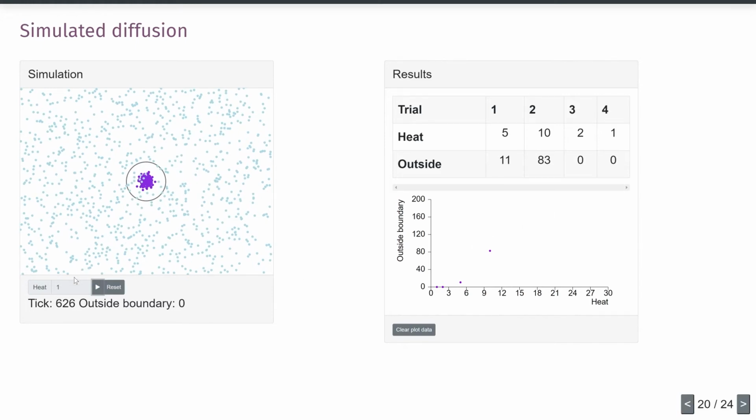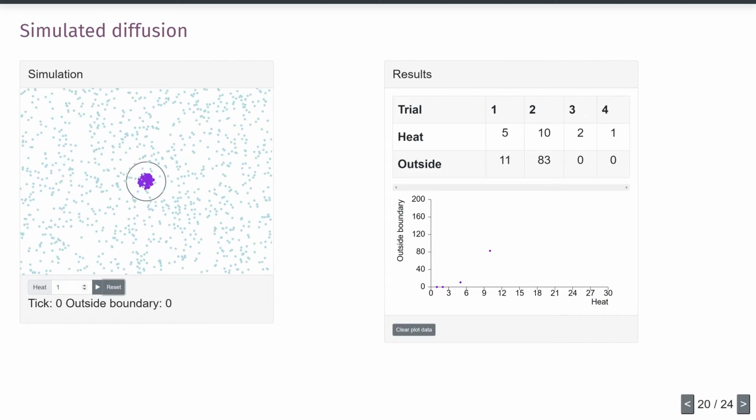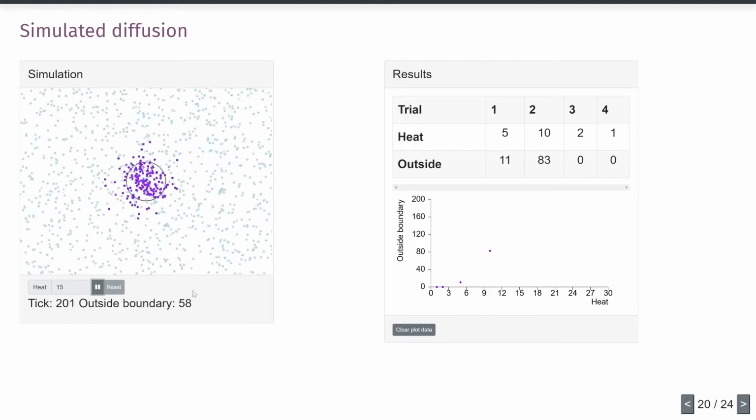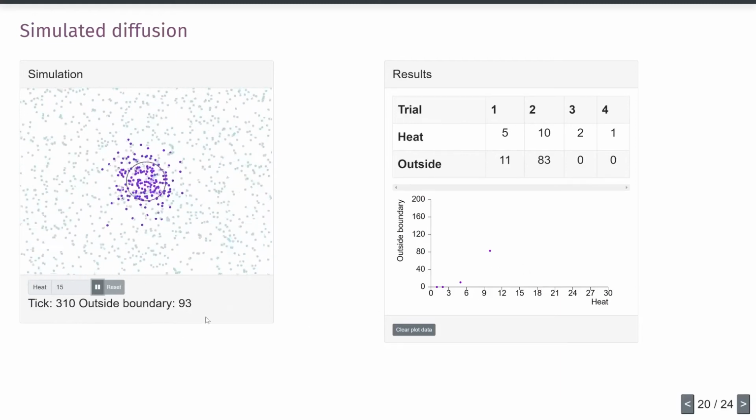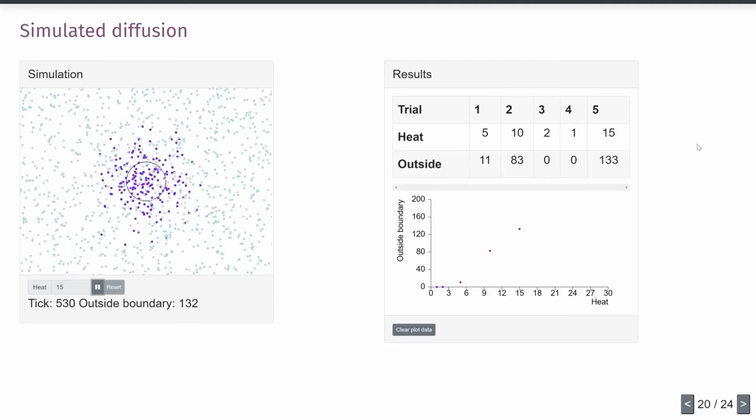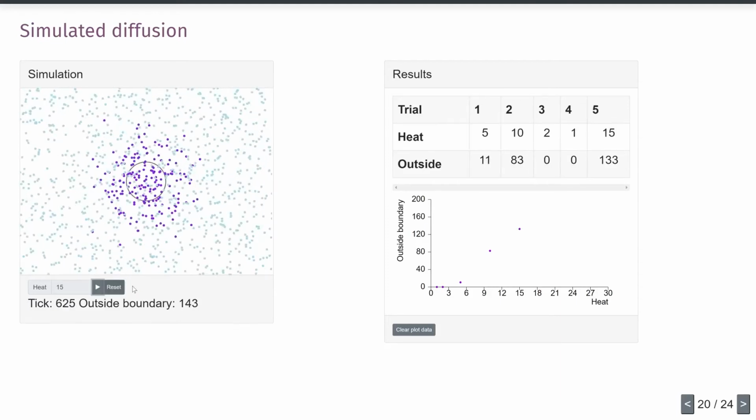Now, I ran that one with them not moving very far in each tick, and none of them really made it outside the circle. So this was down here. If I turn that up a bit more, I will start to see, well, let's go to 15. And so now they're moving a bit faster, and some of them will make it outside the circle, and at tick 500, we will start to see, let's find out, about 133 made it outside the circle.